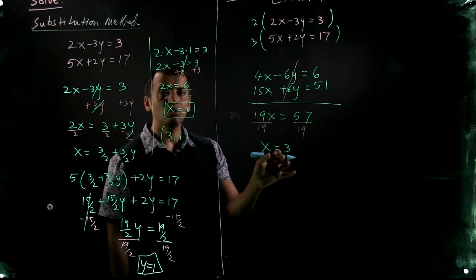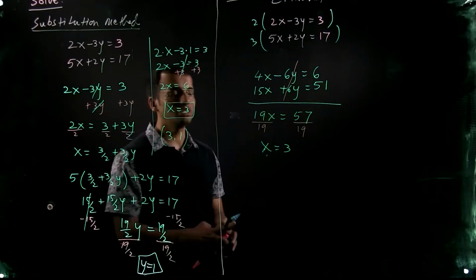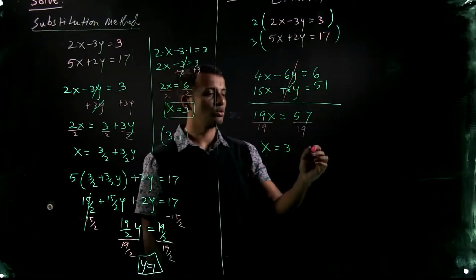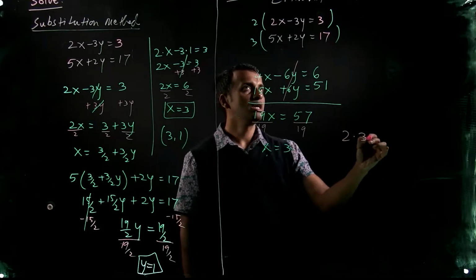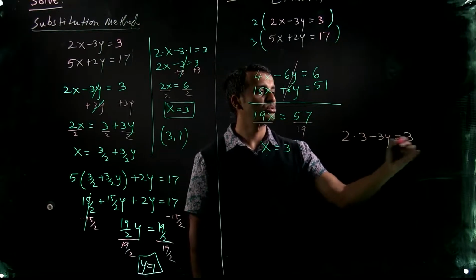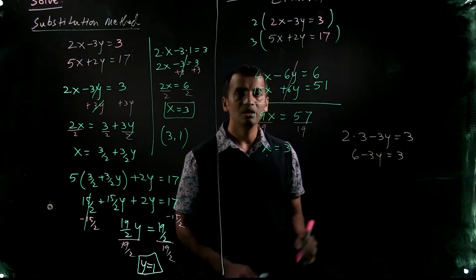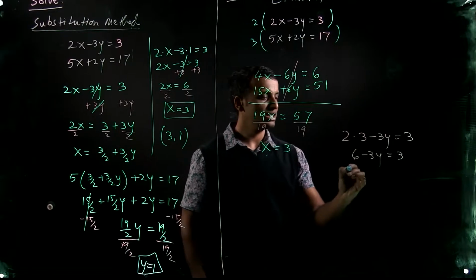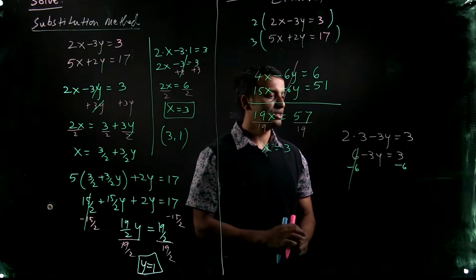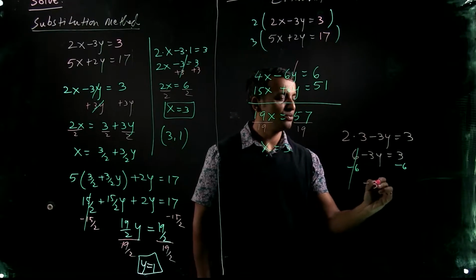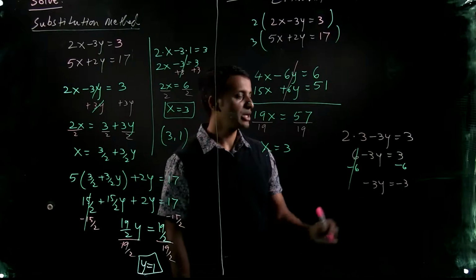Okay, so once you get one of the values of x or y, you plug it into the other equation. So let me plug into the original first equation. What you get is 2 times 3 minus 3y equals 3, right? So 6 minus 3y equals 3. So you subtract 6, and you cancel that part.